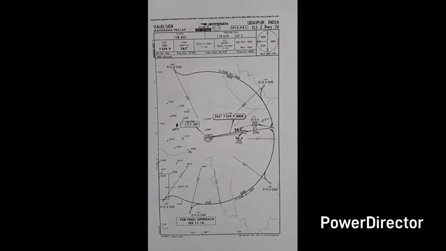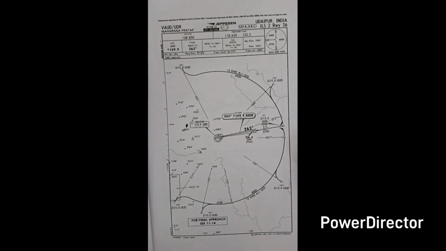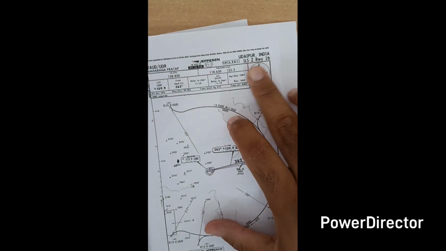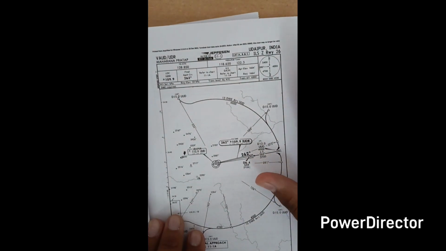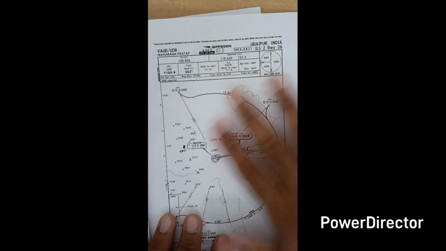Hey everyone, welcome back to Fly with Shubham, and today we'll be discussing the approach plates, how to read an approach plate, and what all components are there. So, today, as an example, I've taken an approach plate of Udaipur, and this is an old approach plate. I don't have the updated one with myself, but we're just doing this for practice, so this will be useful for us.